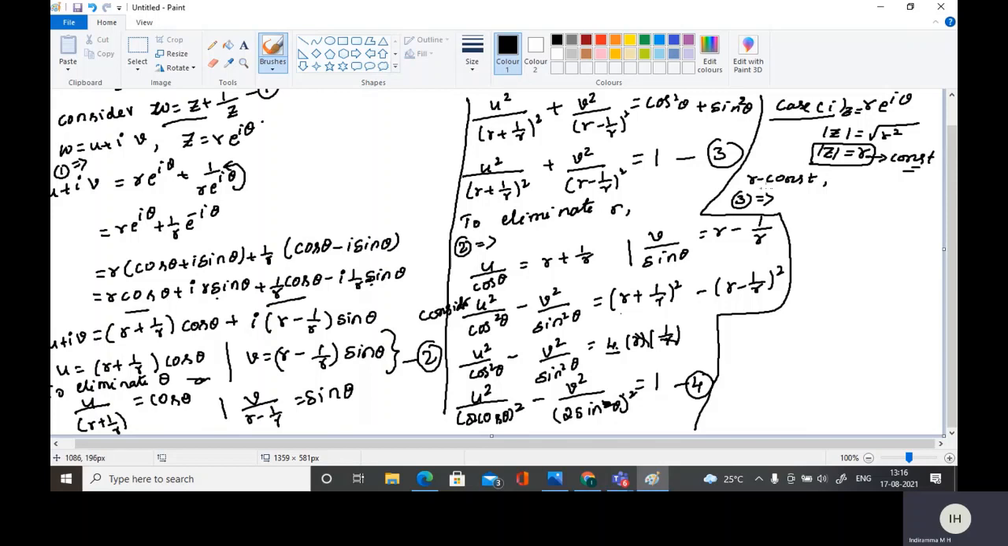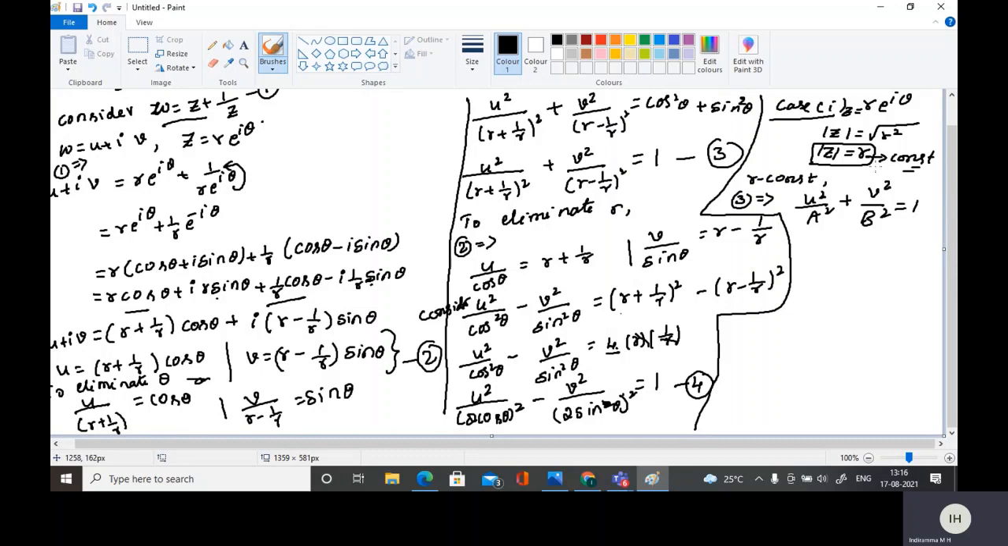So I am taking r as a constant. So r plus 1 by r, I will take it as, say, capital A, and since r is constant, r minus 1 by r is also constant, that I will take as b. So u square by a square plus v square by b square is equal to 1. What does this represent? Sorry, this represents what? Ellipse.